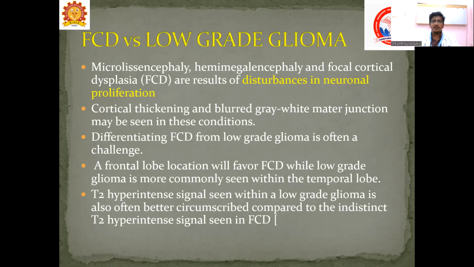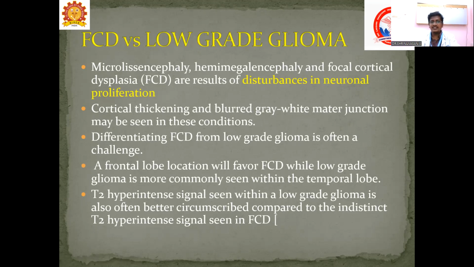Then abnormal cortical development may sometimes be focal or diffuse. When it is focal, we call it focal cortical dysplasia. How to differentiate it from low-grade glioma? Microlissencephaly, hemimegalencephaly, and focal cortical dysplasias are a range of spectrum of abnormal cortical malformations, which are seen due to disturbances in neuronal proliferation. Cortical thickening or blurred gray-white matter junction can also be seen in these conditions.